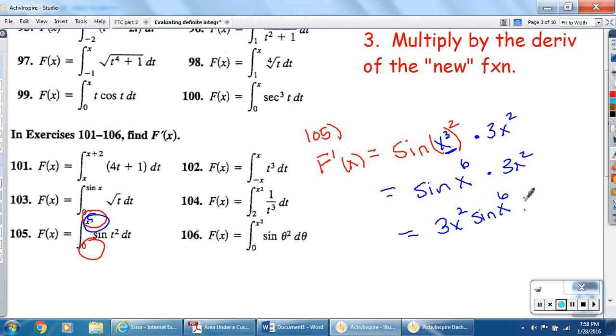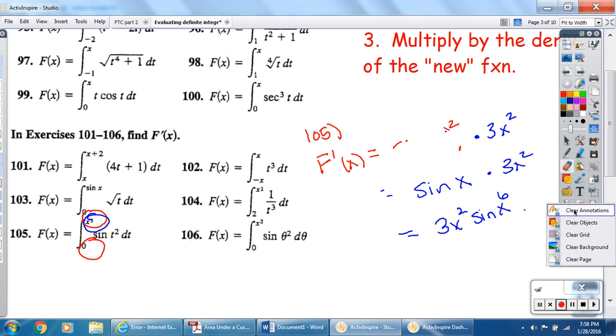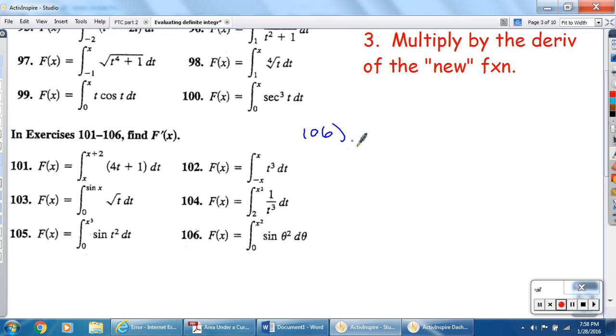Let's go ahead and do 106, because in that one we're supposed to find a second derivative. So let me get rid of this. Back to pen. So we're going to look at 106. This is the last one that I'm going to look at. We're finding the derivative of a definite integral.